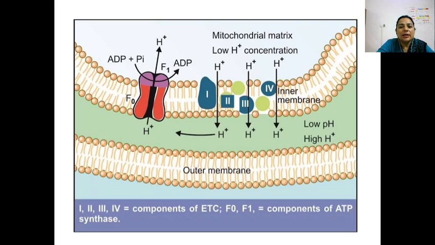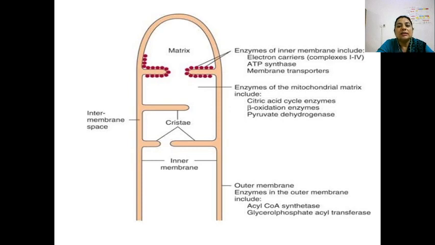This is the diagram showing the transport of electrons from complex 1 to complex 4, and along with this there is translocation of hydrogen ions from the inner matrix to the intermembrane space, and this is leading to a proton gradient. This is the diagram showing the inner mitochondrial membrane being folded in the form of cristae, and these cristae are rich in enzymes of the electron transport chain complexes, ATP synthase and membrane transporters.